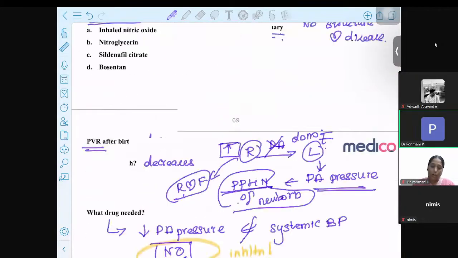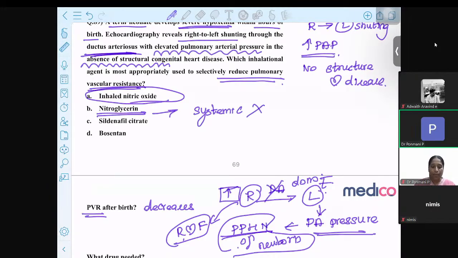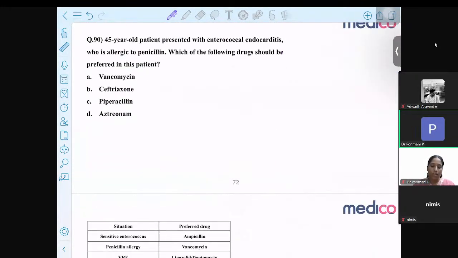Okay, so what is the correct answer here? It is inhaled nitric oxide. Why should nitroglycerin not be given? Because it also acts on the systemic arteries. So nitroglycerin should not be given. And bosentan is an endothelin receptor antagonist, which is used in pulmonary hypertension. It is not given in a newborn.